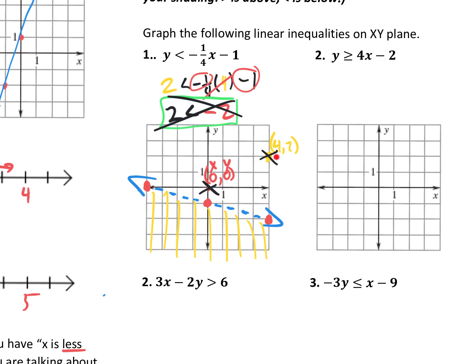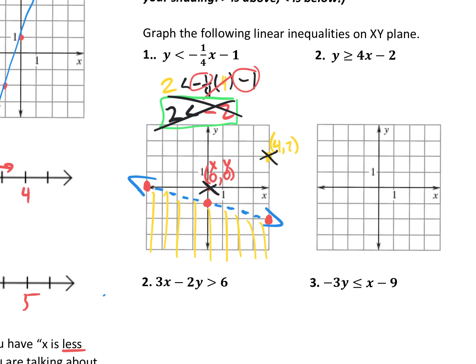So you don't even have to actually test the point, or not even the easiest point 0, 0. You could just understand where you're going to shade based on your inequality. If it's less than, Y is less than, on the Y is below. If it says Y is greater than, on the Y is above. Make sense? Let's go through this next one.